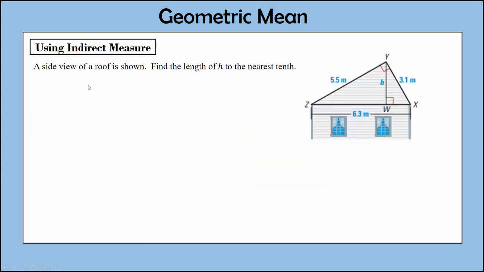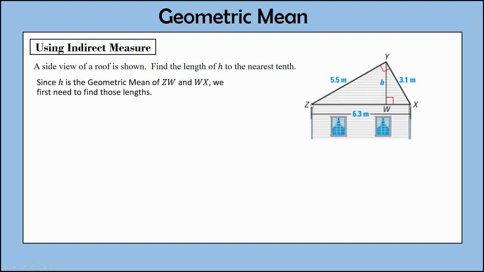Okay, another style. So this is like a cutaway view of a roof line. ZYX is our right triangle. Y to W is our altitude that's been dropped in. They're asking us to find this altitude height. Okay. Now here's the thing about the altitude height. The altitude height is the square root of ZW times WX. We know that Z to X is 6.3, but we don't know the breakdown of what these two are individually.